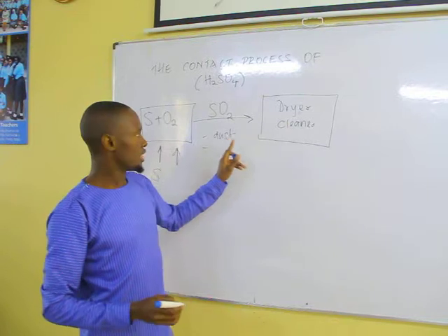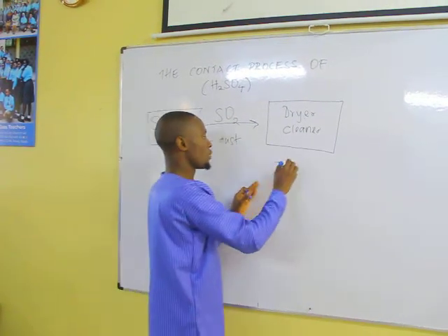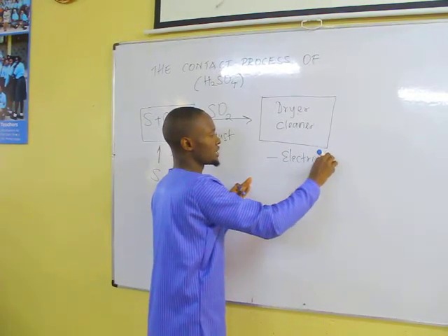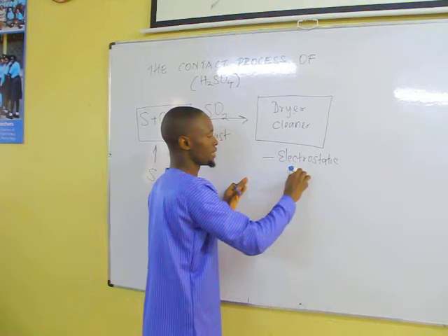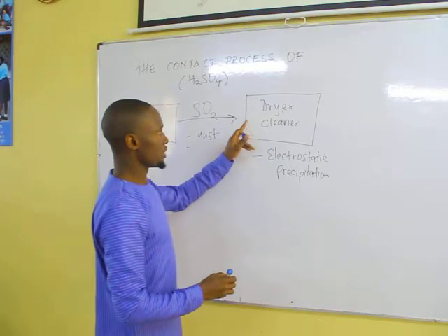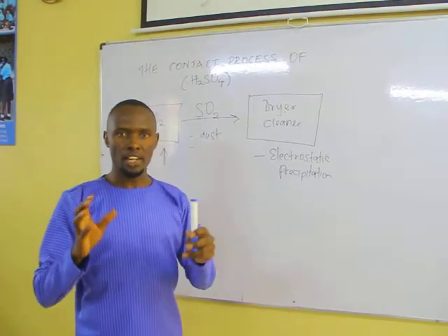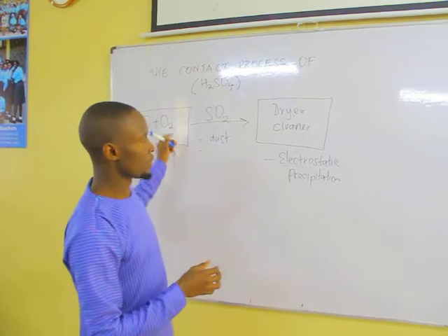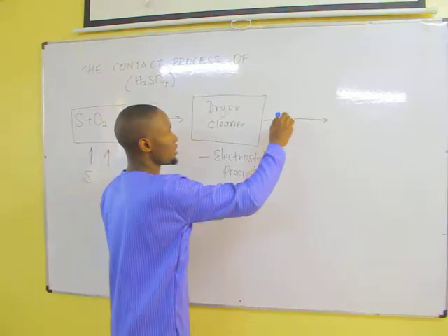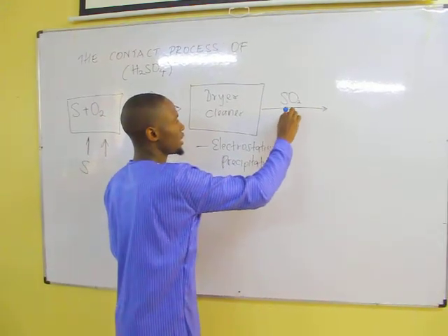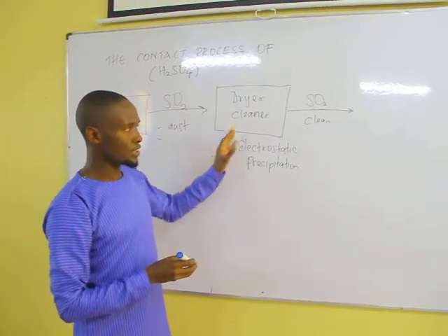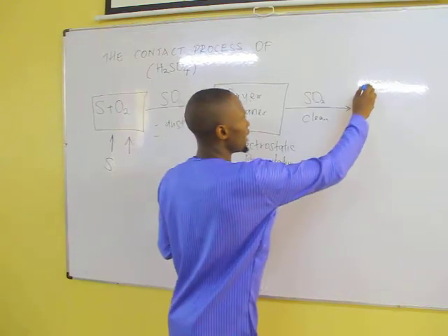And for us to remove dust from this sulfur 4 oxide, we are going to apply electrostatic precipitation. This is the method we are going to use to remove dust. That means in this chamber, we are only cleaning the sulfur 4 oxide gas produced from chamber 1, and then we are going to take this sulfur 4 oxide that is now clean to another chamber here.